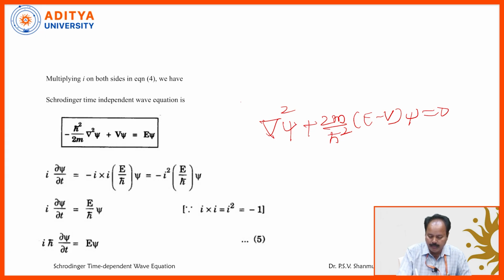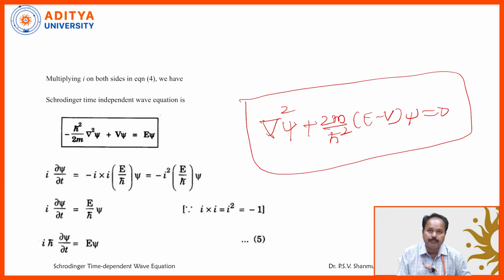Actually the Schrodinger time independent wave equation is of the form del square psi plus 2m by h cross square (E minus V) into psi is equal to 0. Just rearrange the terms by multiplying with minus h cross square by 2m on both sides. What do we get? Minus h cross square by 2m del square psi plus V into psi minus E into psi is equal to 0. The E psi is written on the right-hand side. So we got some equation form.